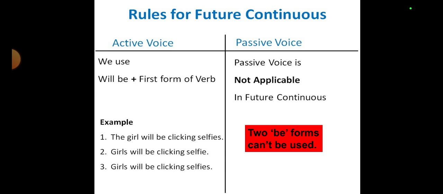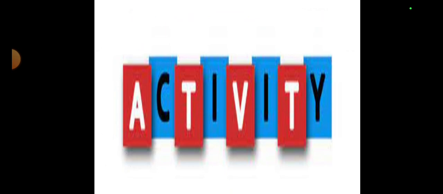Okay, and the reason you can see in front of you, that there are two be forms we need to put over here while changing its voice. Like the girl will be clicking selfies, the selfies will be being clicked by the girl. So we are here bound to use two be forms like be and being, which is something clashing, and it is something illogical, you can say. That's why we avoid changing the voice of future continuous. You have to keep it in your mind.